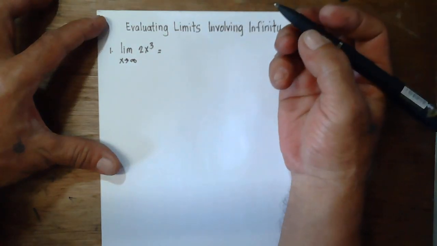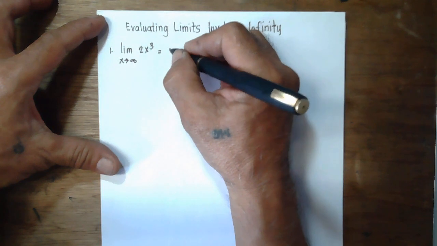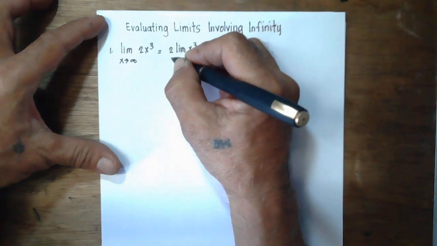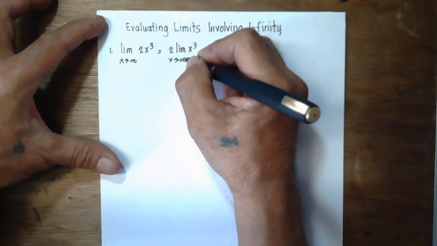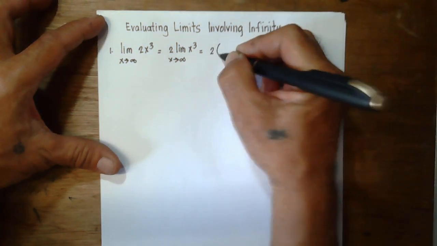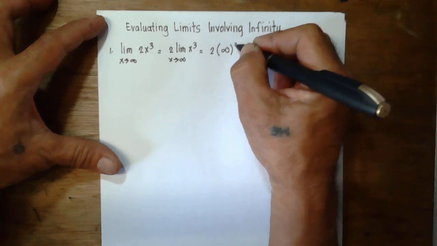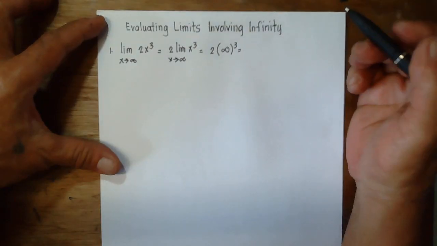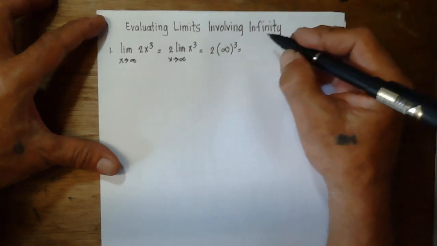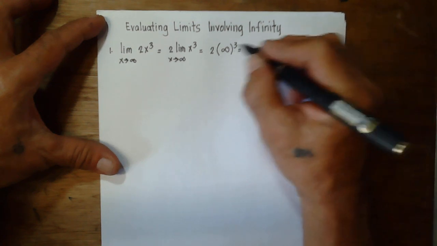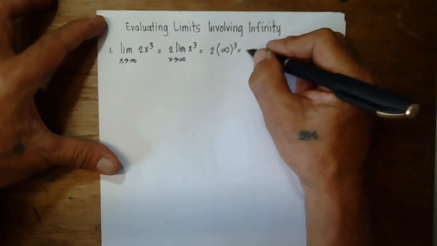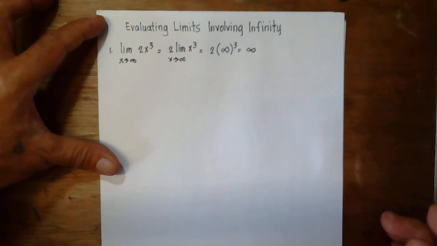Now, applying the properties of limits, we can rewrite this limit as 2 times the limit of x cubed as x approaches infinity. So by substitution, we have 2 times infinity cubed. When you raise infinity to any power or to an exponent, you get infinity. And if you multiply infinity by any number, you still get infinity. Okay?